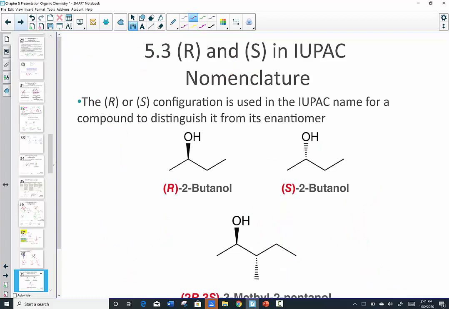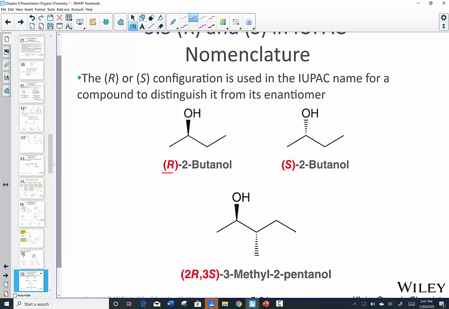When we use the R and S configuration and go through the swap rule to determine if it was spinning clockwise or counterclockwise, I introduced a little application: I can use the swap rule to determine the configuration of R and S, to determine if it's the same or an enantiomer. It becomes part of the name written out front, just as we learned that cis and trans do as well. An R configuration, we would have R-2-butanol. And the opposite configuration, we would see S-2-butanol.